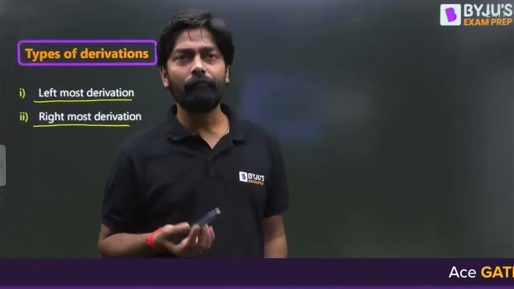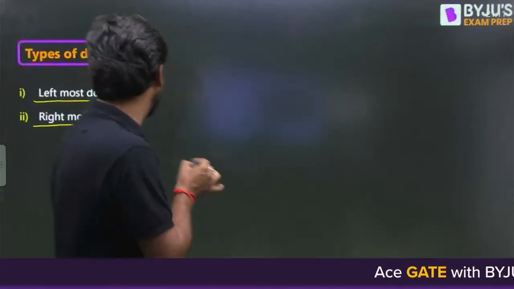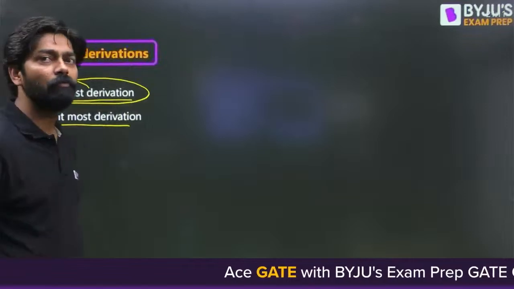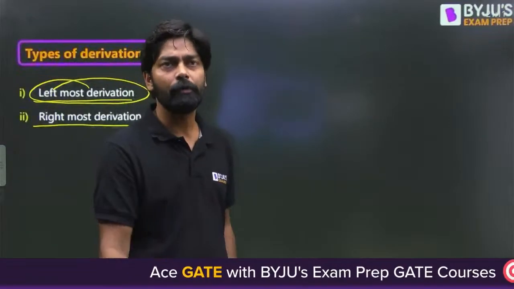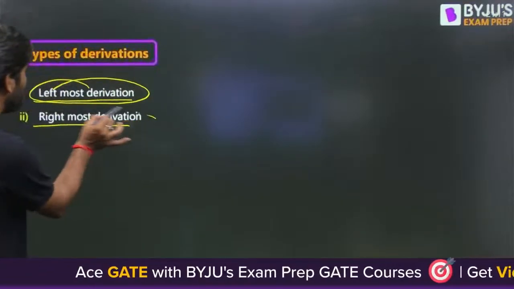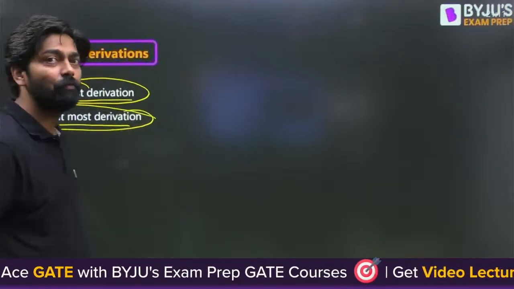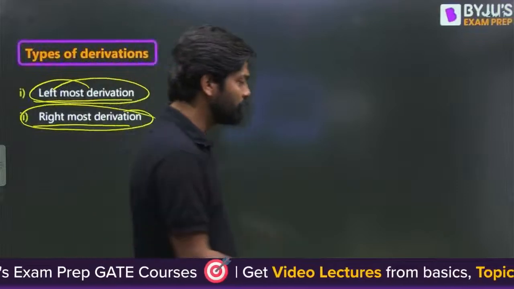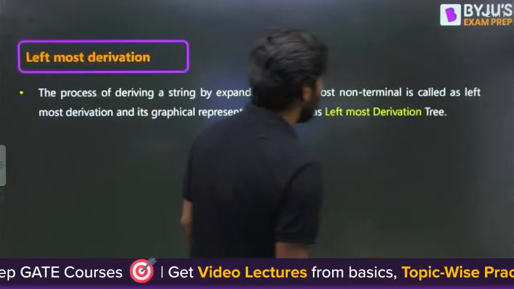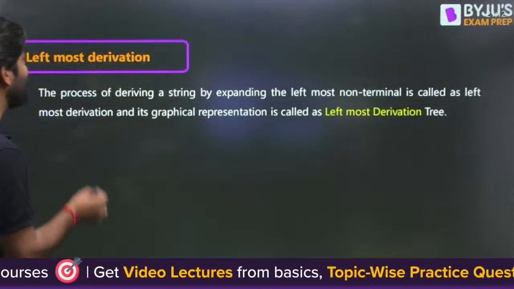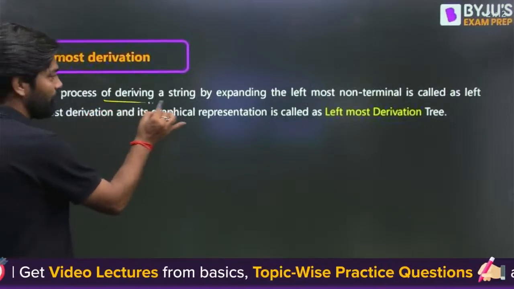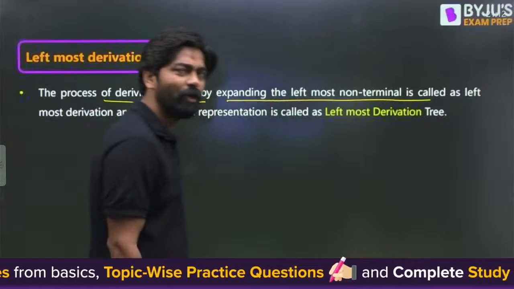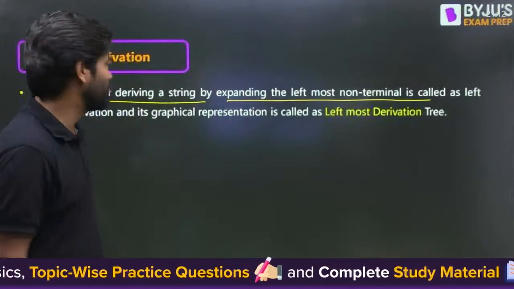The meaning of leftmost derivation is expansion of the leftmost variable first. The meaning of rightmost derivation is expansion of the rightmost variable first. These are very simple terms. Now see clearly, leftmost derivation: the process of deriving a string by expanding the leftmost variable, or you can say non-terminal, is called what?